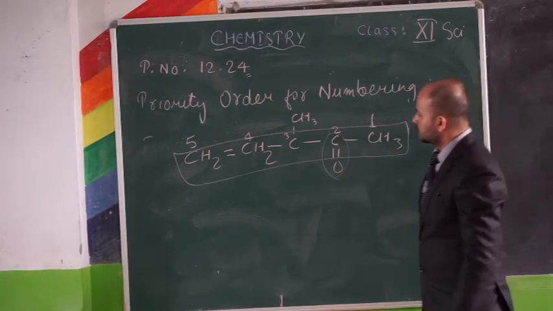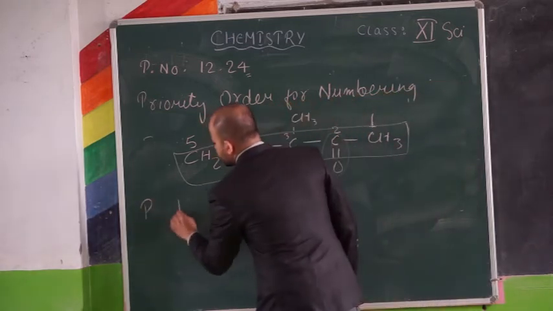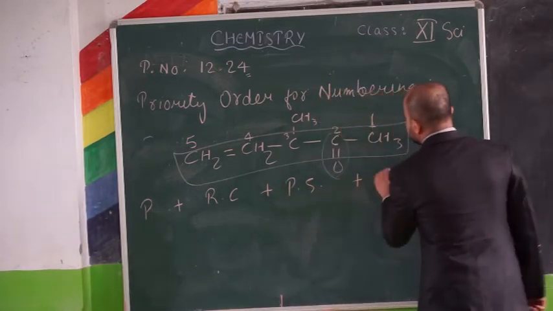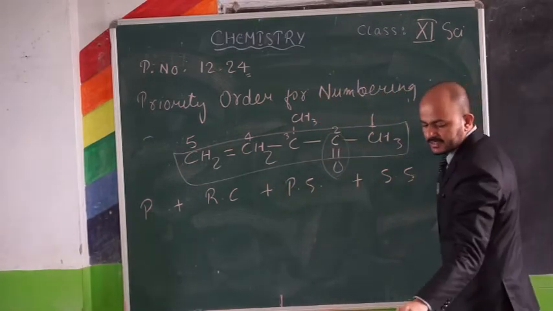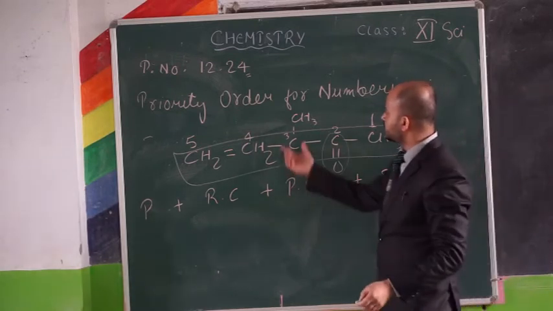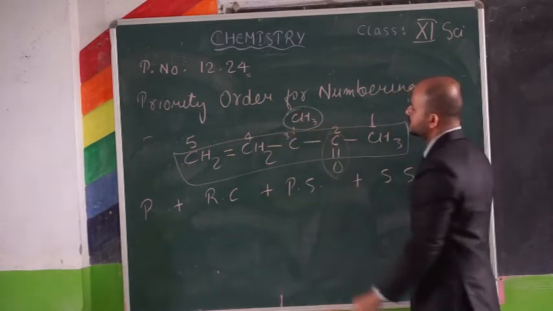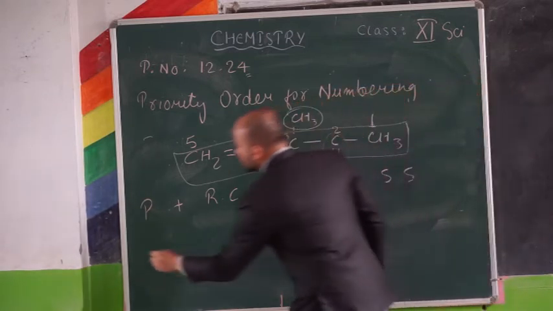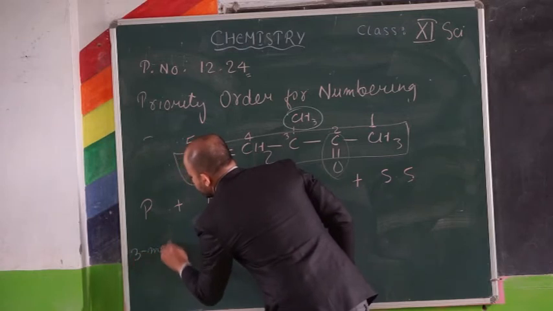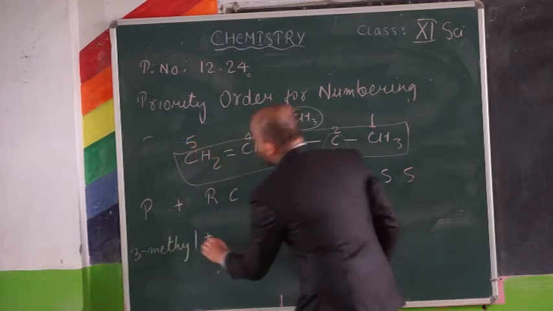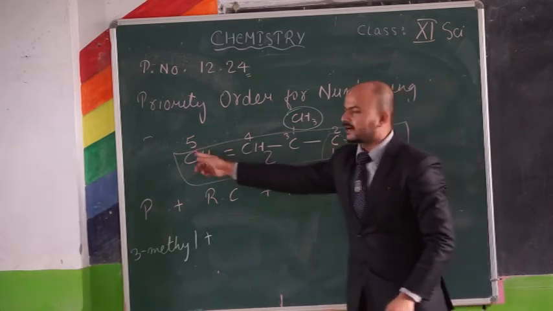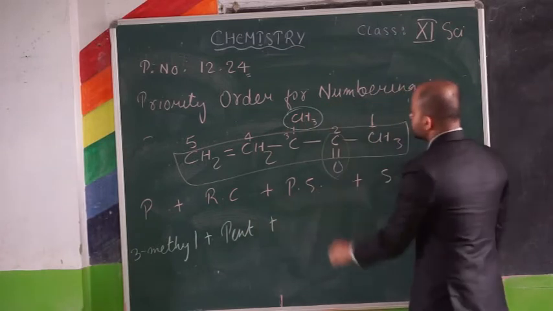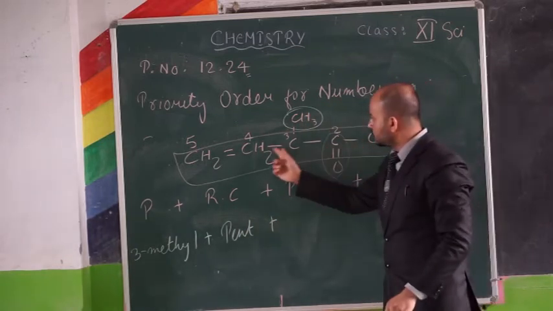Now, don't forget the order: prefix, then root carbon, then primary suffix, then secondary suffix. Every time you have to follow this order. So what is the prefix here? The prefix is the group attached to carbon number 3 of this longest continuous carbon chain, so this is 3-methyl. Root carbon: how many carbons are there? You counted it: 5. Five means pent.